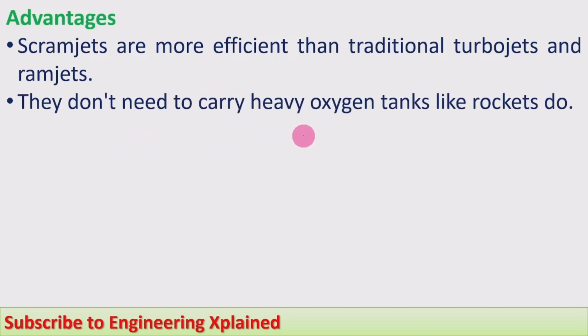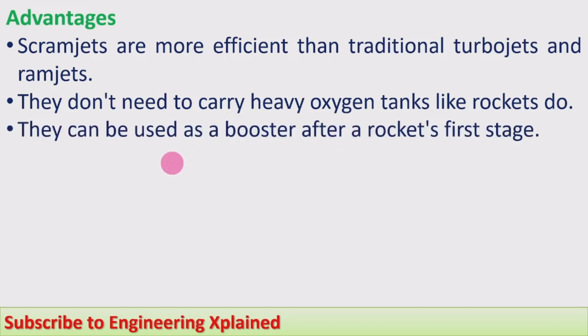They don't need to carry heavy oxygen tanks like rockets do. Usually in rockets, oxygen is not available, so oxygen tanks are carried along. But the scramjet engine travels in the atmosphere, and there it uses only atmospheric air for combustion. It can be used as a booster after the rocket's first stage.